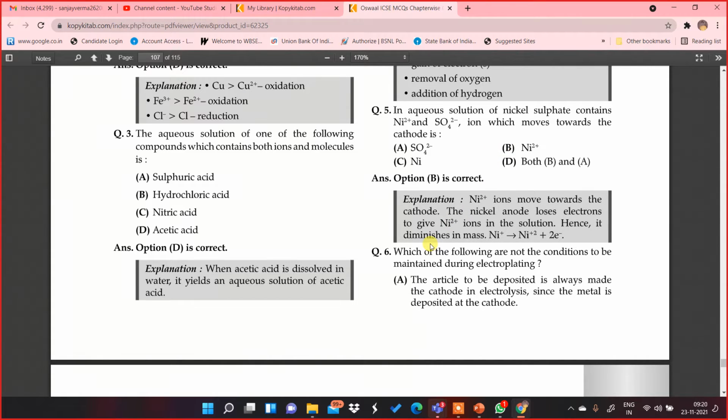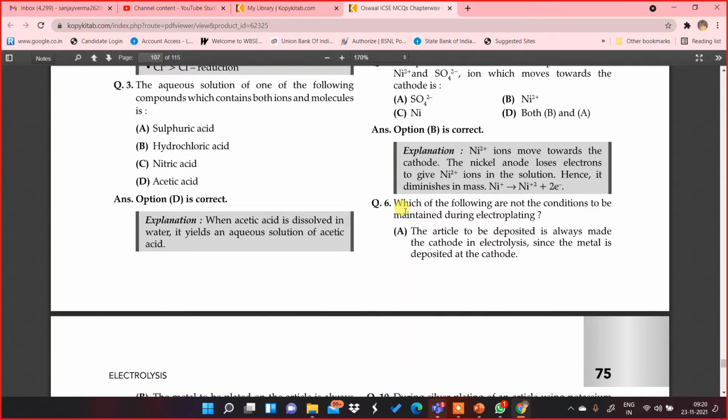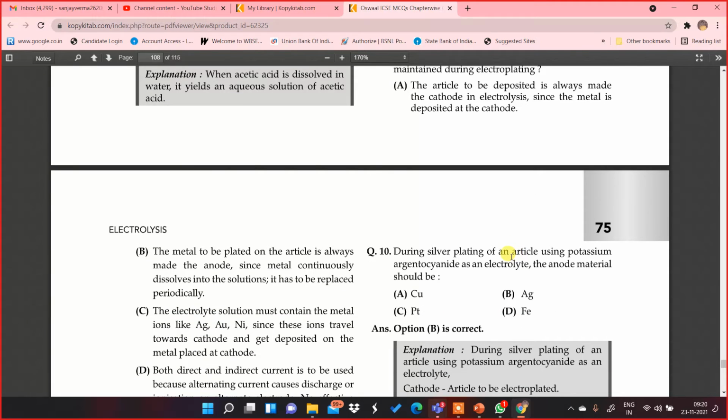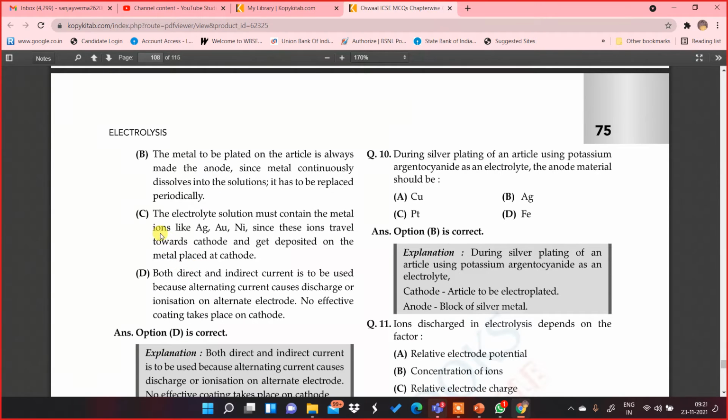Number 6. Which of the following are not the conditions to be maintained during electrolysis? The article to be deposited is always made the cathode in electrolysis. Since the metal is deposited at the cathode, this is true, not this one. The next option: the metal to be plated on the article is always made the anode. This is also true.